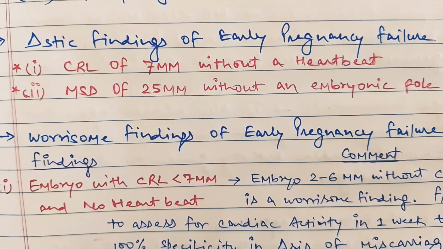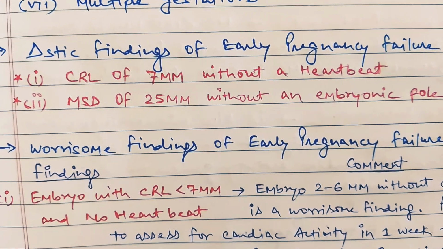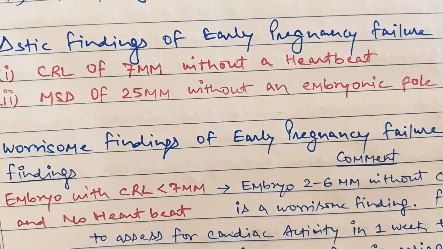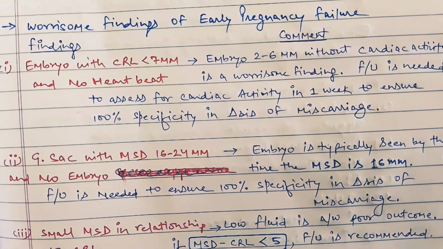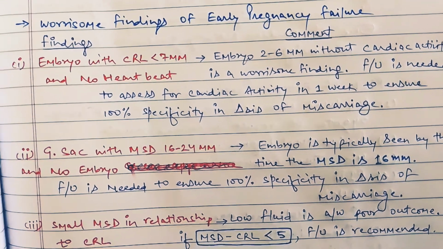There are 2 diagnostic findings. First, there is CRL of 7 mm without a heartbeat. Second, MSD, mean sac diameter, of 25 mm without an embryonic pole. Now we will talk about the worrisome findings of early pregnancy failure. There are 8 worrisome findings.